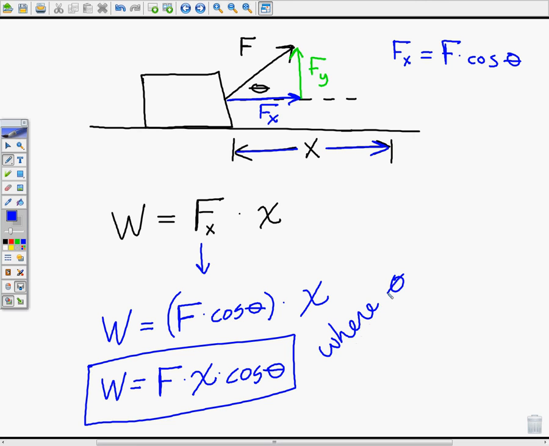Where theta is the angle between the force and the forward displacement. And those little arrows above that just indicate vector quantities.